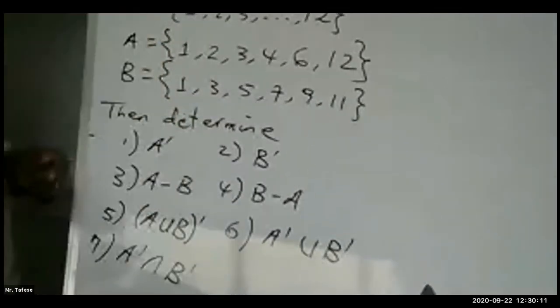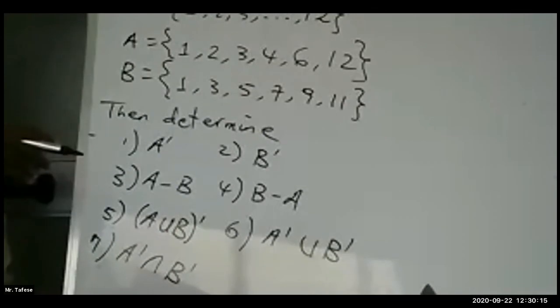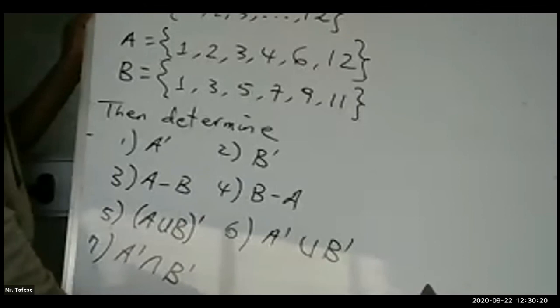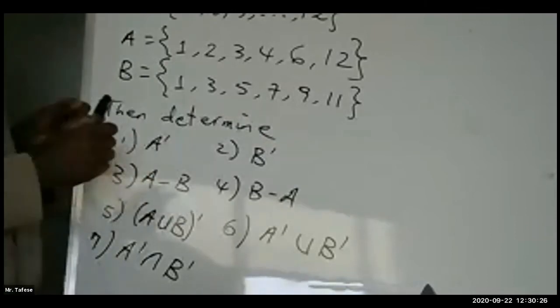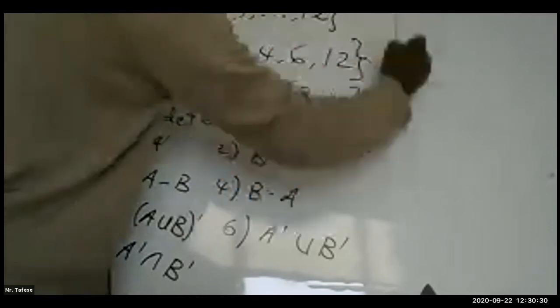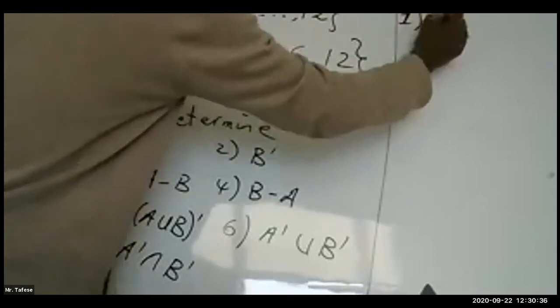So the universal set is from 1 up to 12. A is already given here, B is here. So let us do them one by one. That will be the end of the session. Solution, number one, A complement.